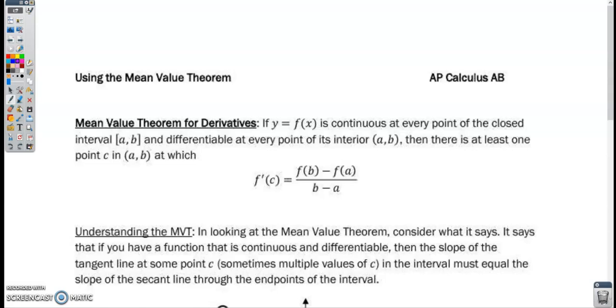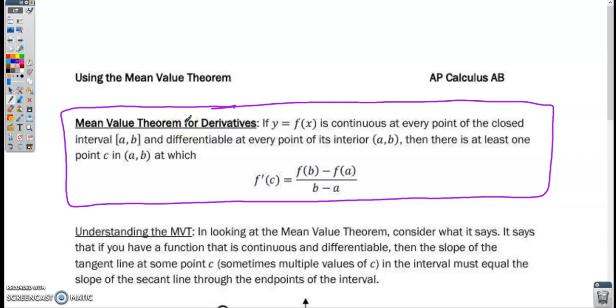In this video, we are going to start Unit 5 of AP Calculus. Unit 5, Analytical Applications of Differentiation, and we're going to start with our lesson on using the mean value theorem. So we'll start by introducing the mean value theorem for derivatives, which you see written right here in your notes sheet.